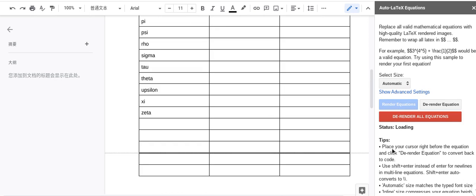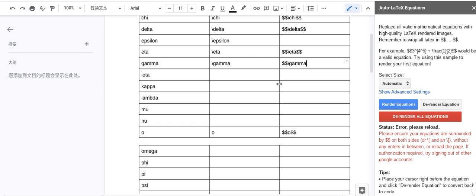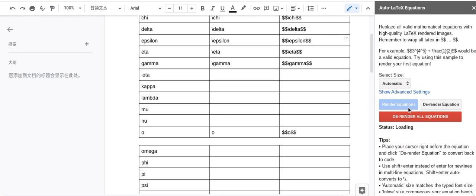To render all the equations, let's just wait for the status to stop loading, because right now, in this scenario, we are unable to do anything. Let's do the same thing for eta. Eta will just have the same equation, which is like this. Gamma is going to be the same as eta. Okay, finally it's here. Let's try those three again. Epsilon. Render equation.